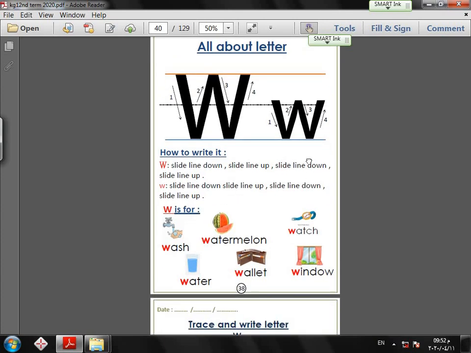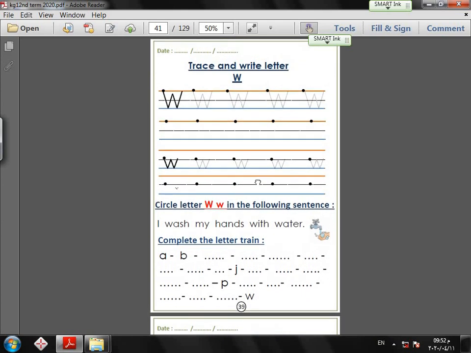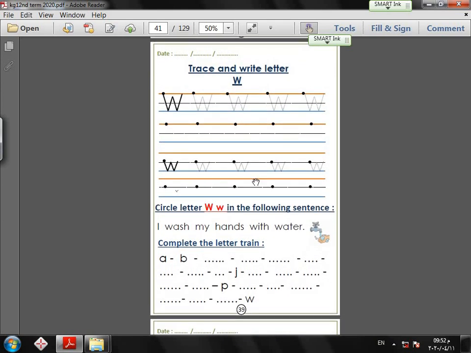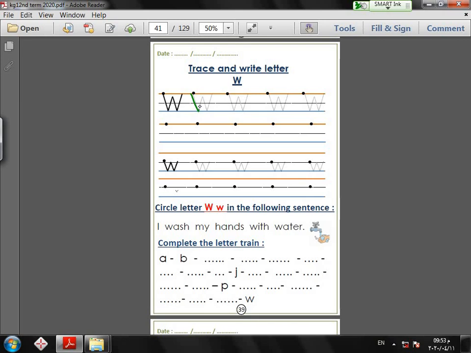So try to turn the page with me to write letter W. Page number in your booklet 42. I will start my letter from the starting dot. I have to put my pencil on the starting dot and slide down, slide up, slide down, slide up. There is no curve in letter W. There is no curves.